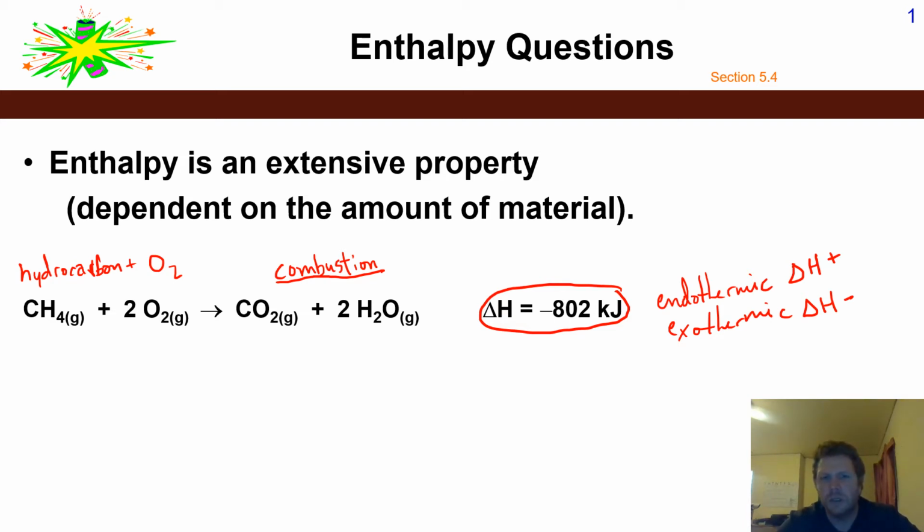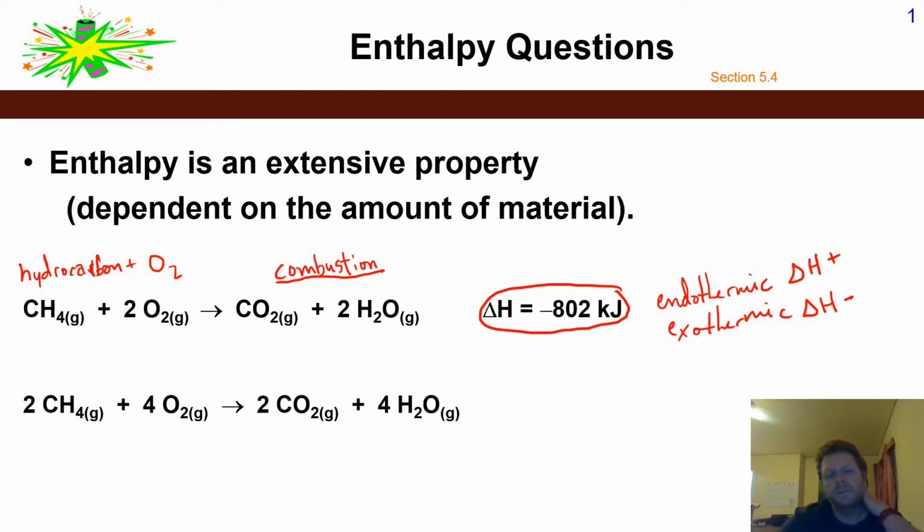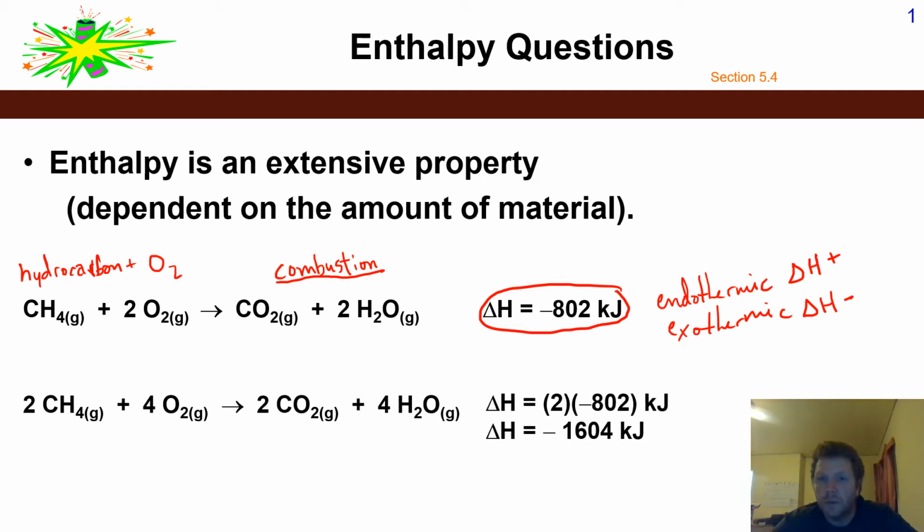But what this is actually getting at is enthalpy as an extensive property. So if we had 2 moles of CH4, we would need 4 moles of O2 to react. We'd produce 2 moles of CO2 and 4 moles of H2O. So what would you imagine that your delta H is? Well, we've got 2 times as much of all of our material, so you should expect to see a delta H that totals negative 1604, so 2 times as much.